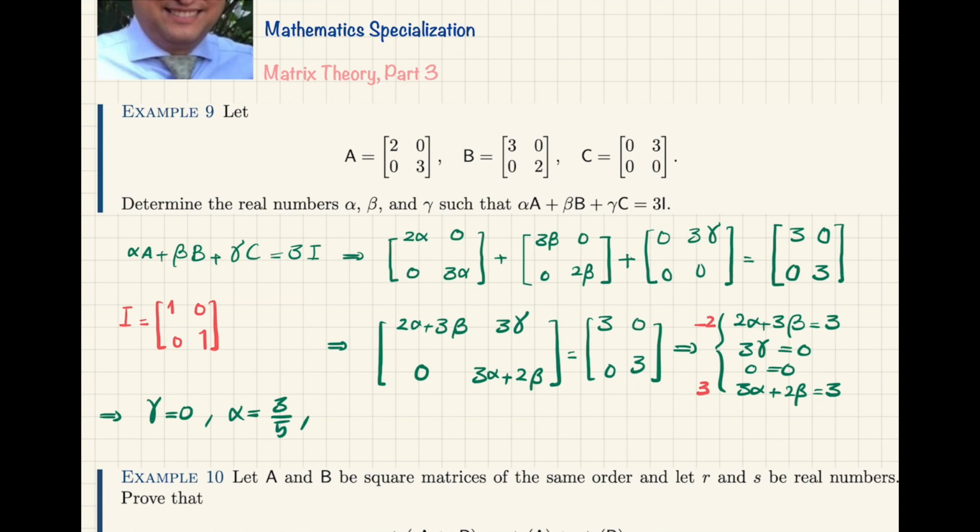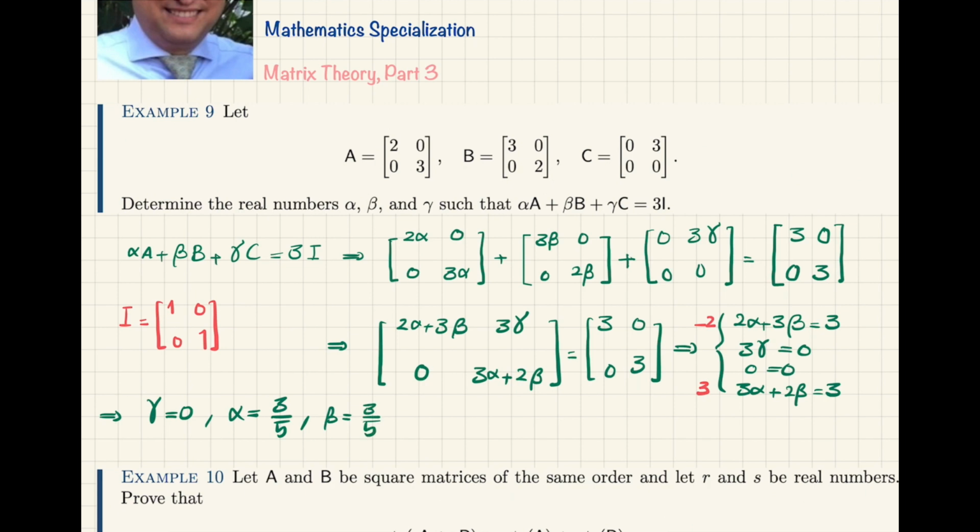Okay? And then alpha is 3 over 5. I put it somewhere here to find beta. So let me write here. 3 beta is 3 minus 2 alpha, which is 6 over 5. This becomes 9 over 5, so it is 3 over 5 again. Yeah, so beta is 3 over 5.